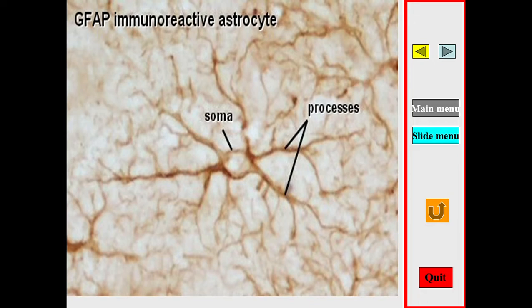Again, this is an astrocyte. This is the cell body, perikaryon, and those are the processes of the astrocytes. This is an immunostain of the astrocyte.